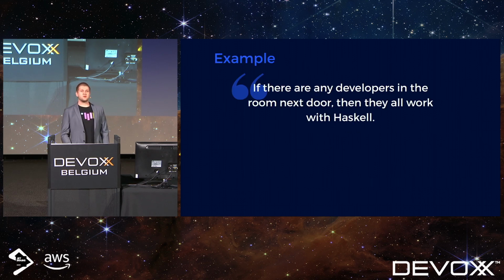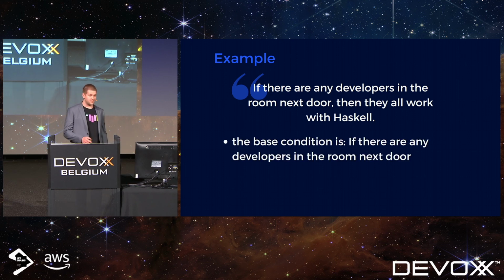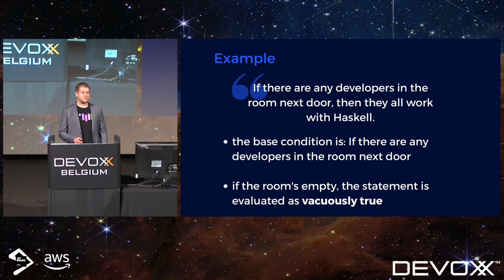So let's try to make it more descriptive with an example. If there are any developers in the room next door, then they all work with Haskell. Maybe it is not the best example for empty sets because there are always developers around us since we are at a programming conference, but nevertheless. The base condition here is if there are any developers in the room next door, and it is explicitly stated inside our logical statement. So if the room is empty, the statement is evaluated as vacuously true and is considered logically true.